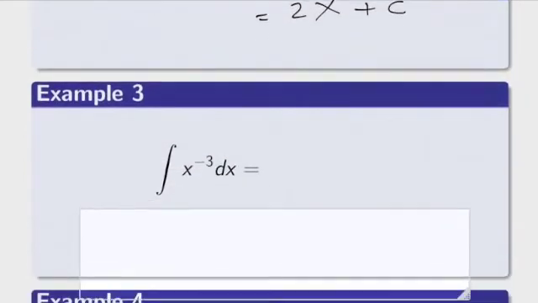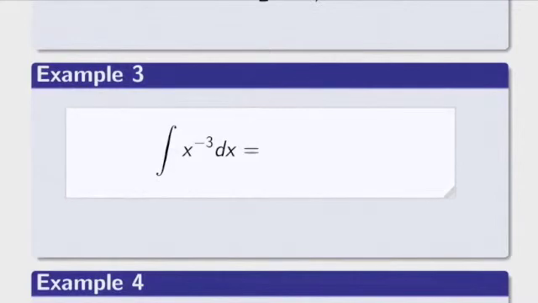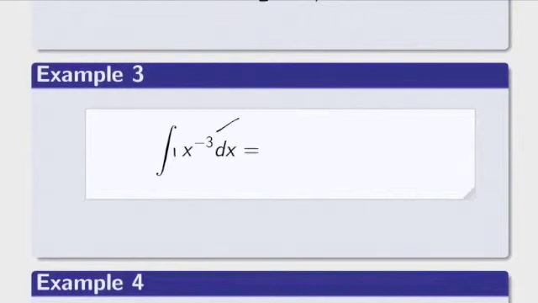Let's look at another example. Here we're looking at x raised to the power minus 3 dx. So the constant coefficient in front of x is 1. So that will remain the same in the final answer. So we look at the index. Index is minus 3. We add 1 to the index, so it will be minus 2. Minus 3 plus 1 is minus 2. We divide by the same number plus a constant is the answer.